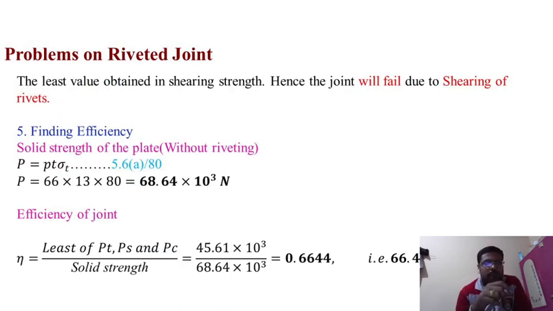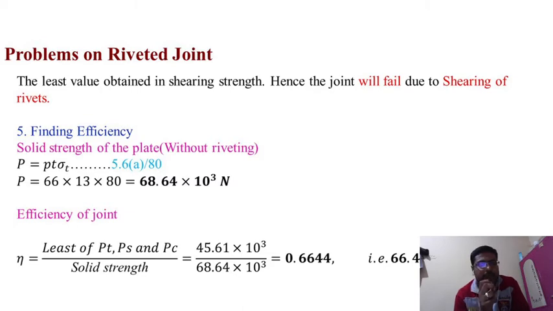Next, this is the least value obtained for the shearing strength, hence the joint will fail due to the shearing of the rivets. We go on to find the efficiency of the joint.